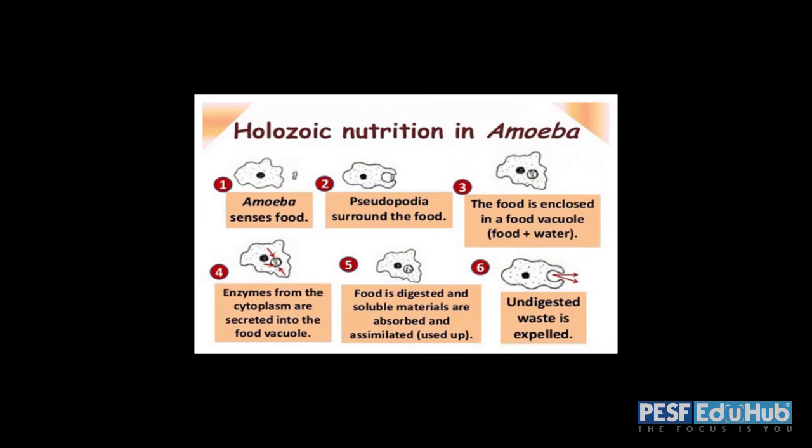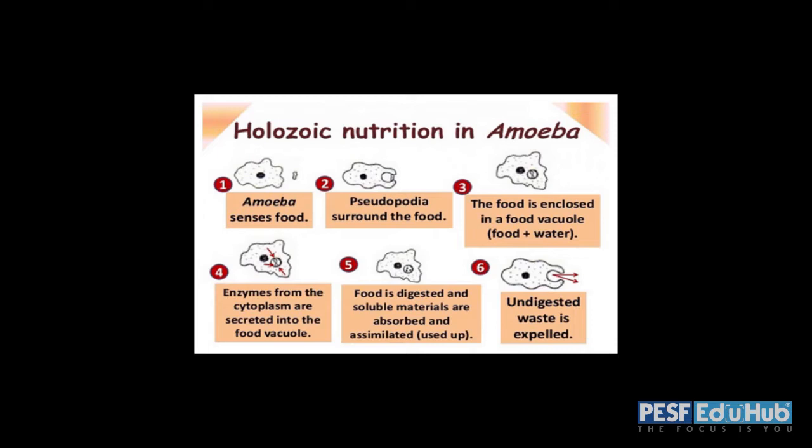Enzymes from the cytoplasm enter the food vacuole and digest the food. The food vacuole contains food and water. The enzymes digest the food into simple forms. The soluble food is then absorbed and assimilated. After assimilation, the undigested food is expelled. That process is known as egestion. The steps are ingestion, then digestion, absorption, assimilation, and egestion.